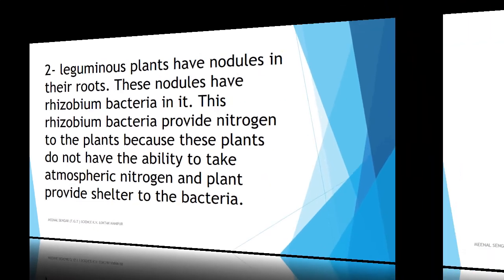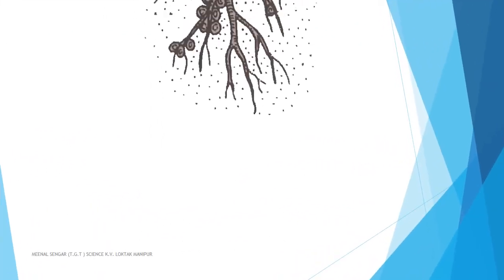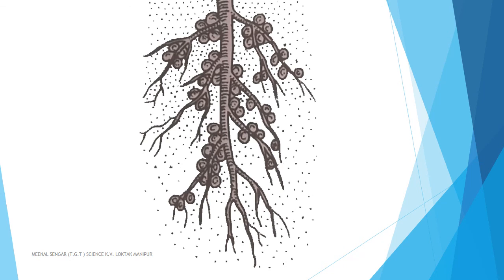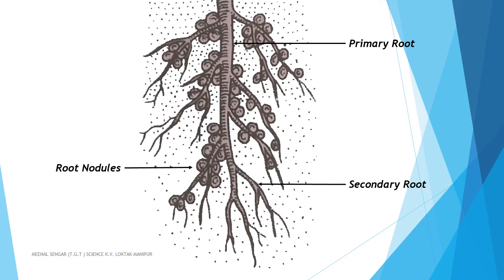Let us see the picture of this while I am explaining to you. This is a root of a leguminous plant, and this is the primary root, this is the secondary root, and these small button-like structures on that root are known as nodules. In these nodules, small bacteria live, especially in leguminous plants. That means pea plants and bean plants have these small swollen structures which are known as root nodules.